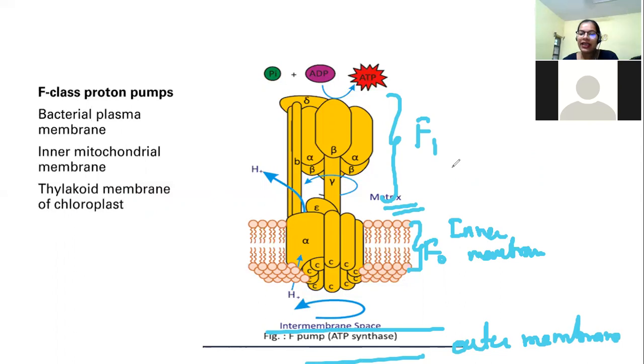Okay, so this much is clear. So we have got the outer membrane, intermembrane space, inner membrane, matrix. On the inner membrane, you have got the F0 particle. In the matrix, you have got the peripheral protein F1 particle.